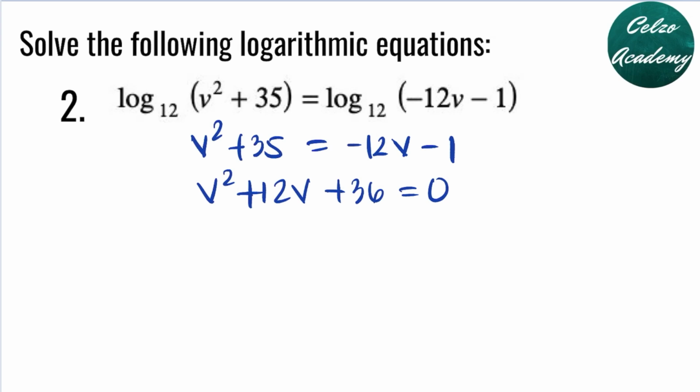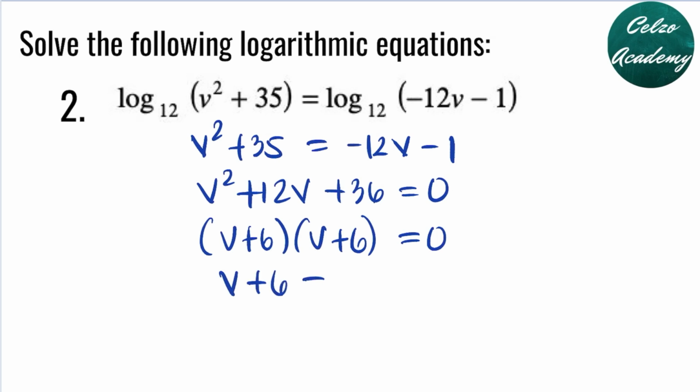This is a perfect square trinomial, so we can factor this as v plus 6 times v plus 6 equals 0, or the same thing as v plus 6 to the second power. Setting each factor equal to 0, we will have v plus 6 equals 0. There is no need to write another v plus 6 equals 0 because you will have the same answer anyway. Doing inverse operations, our v value is equal to negative 6.